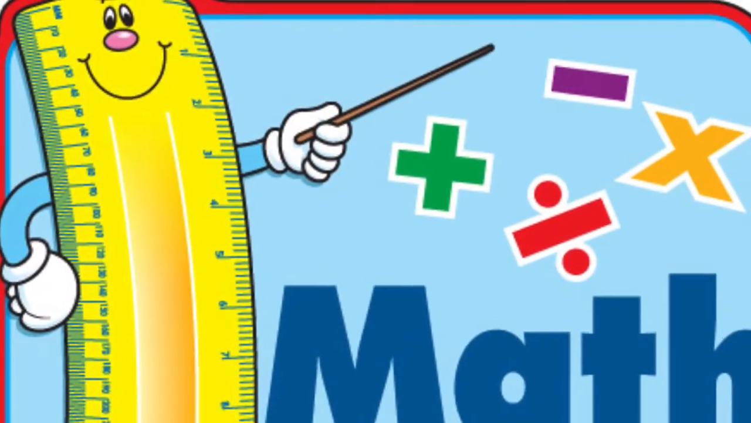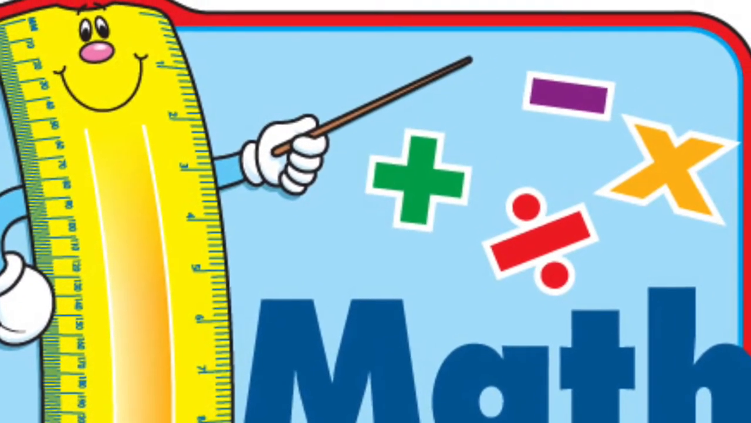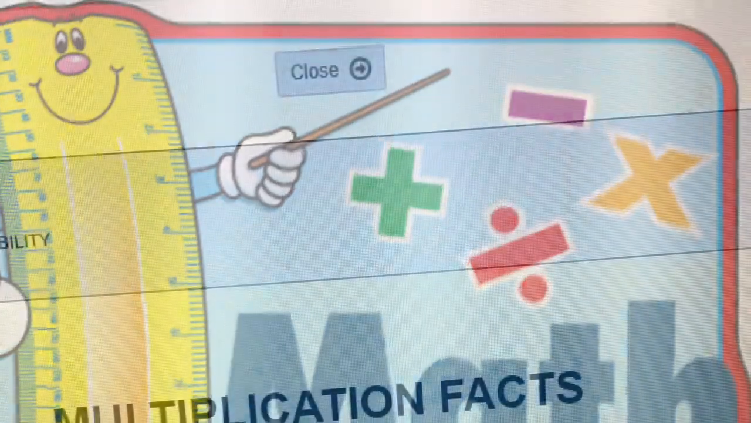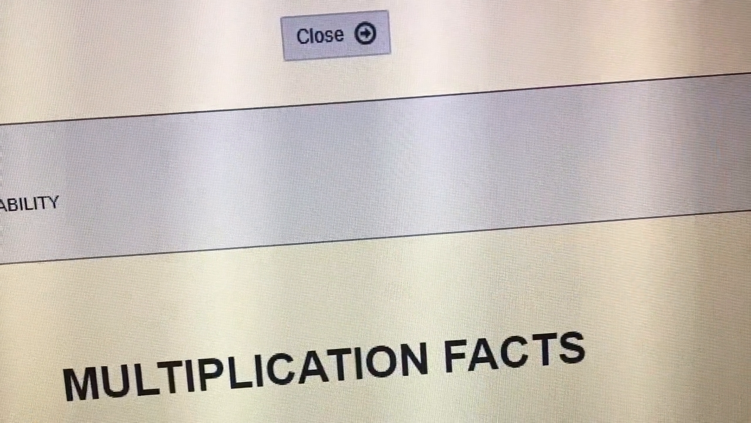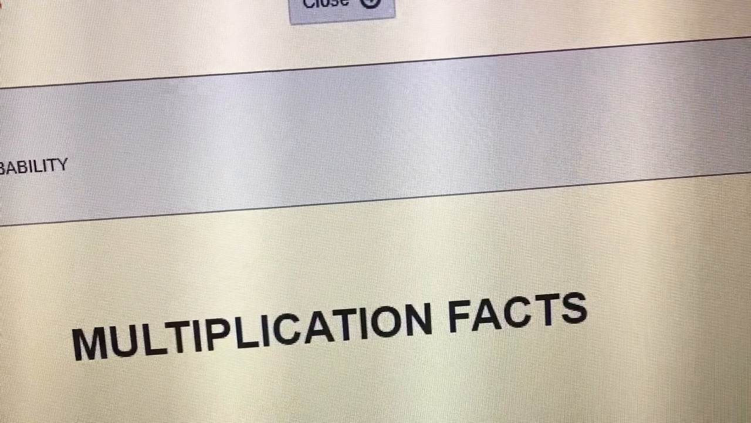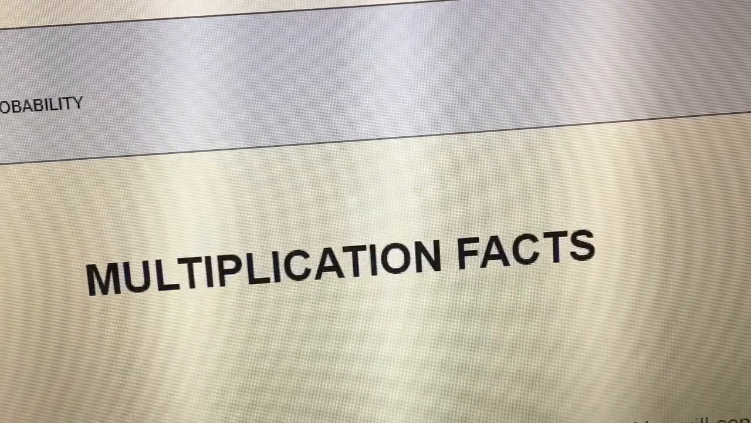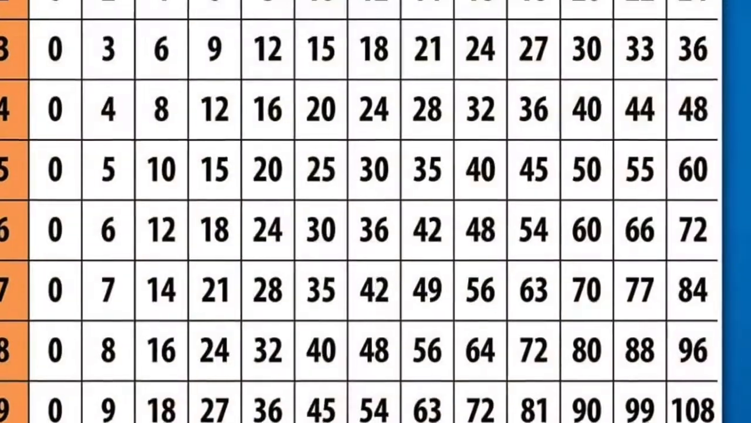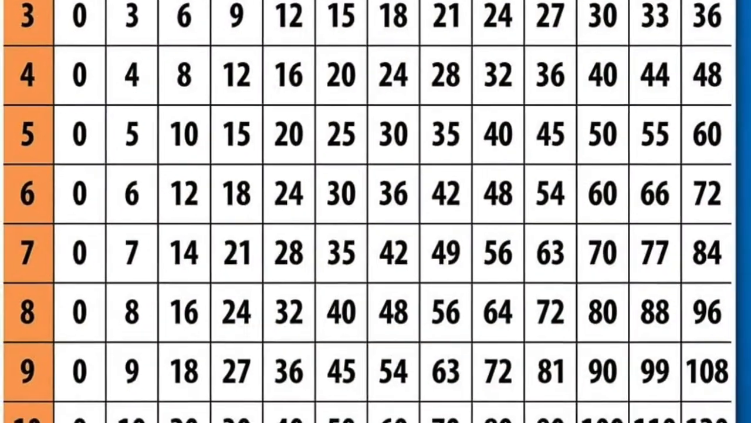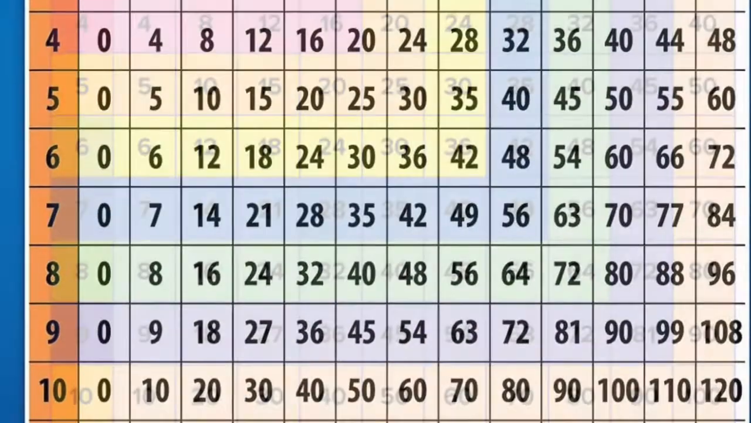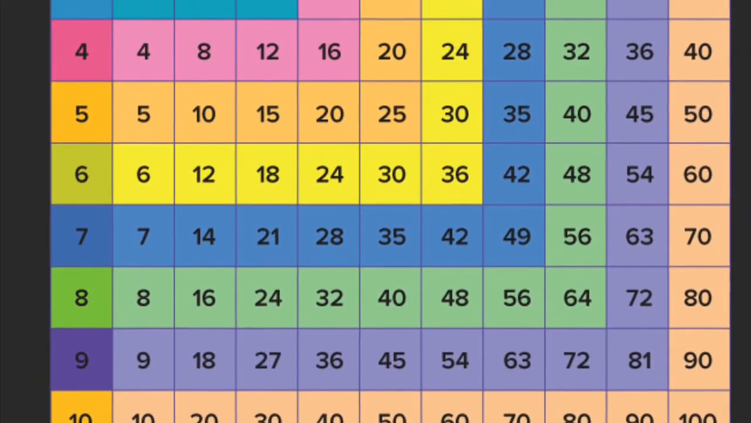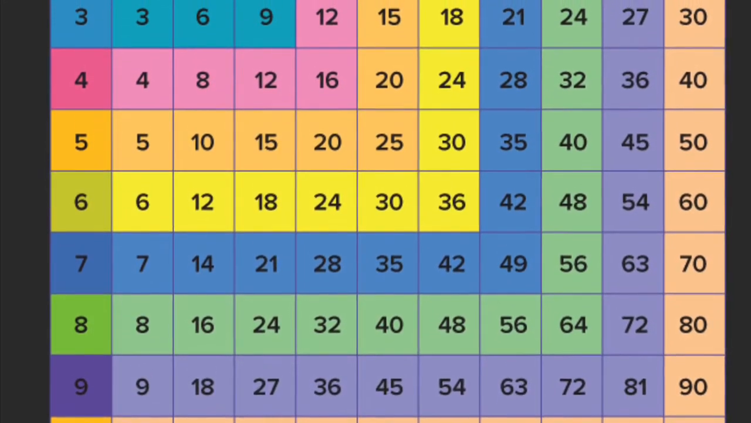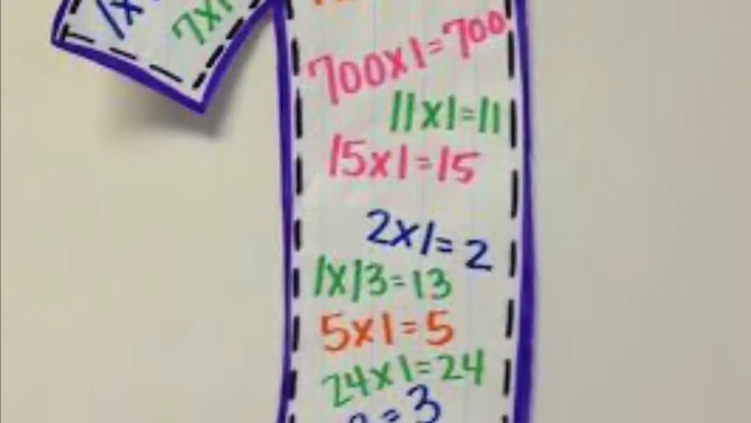Today is Thursday, May 7th, 2020, and in math, we are going to be focusing on multiplication facts. Specifically, we'll be working on 1s, 2s, 3s, 5s, 10s. These multiplication tables should look very familiar to you. We're going to start with 1s.